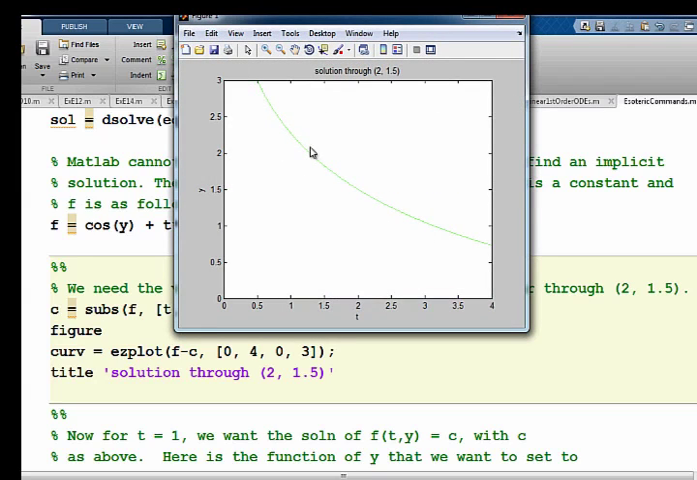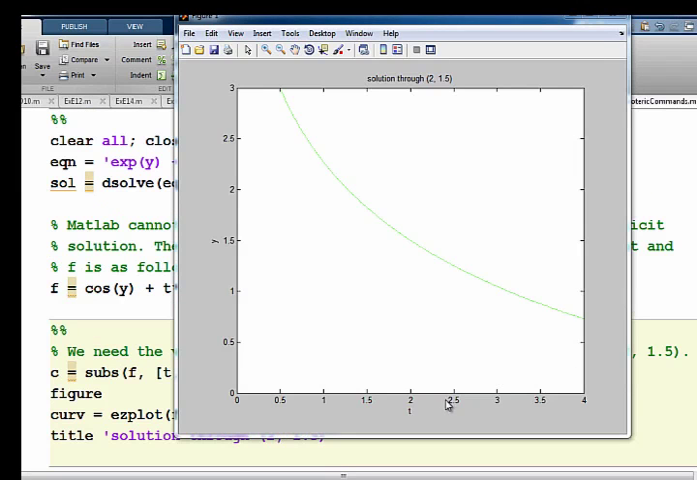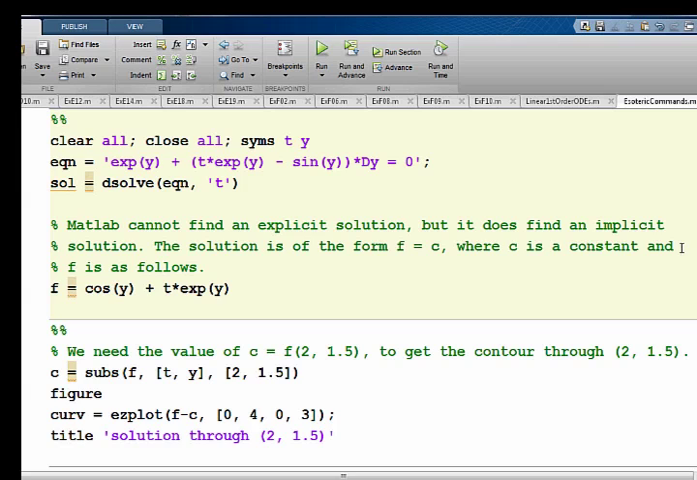So there's the curve. Notice when t equals 2, y equals 1.5. Blow that up a little bit. Right? When t equals 2, y equals 1.5. So there's the solution curve to the differential equation, which goes through the point 2, 1.5. And we're asked to find the value of the function when t is equal to, I believe it was 1. Okay, so this value up here looks like something between 2 and 2.5.